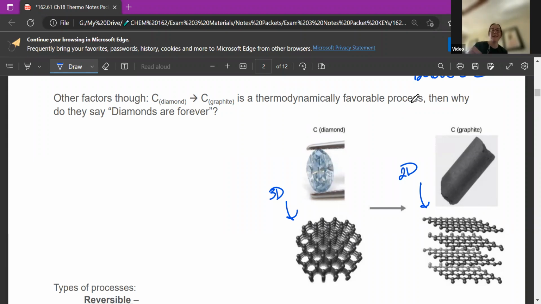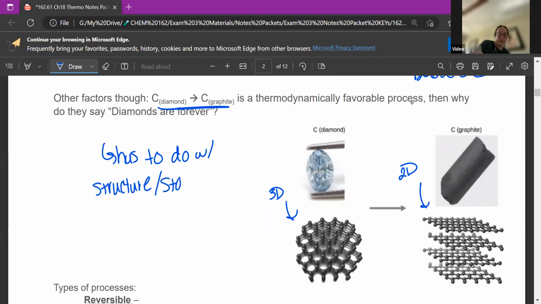So why is it that this is technically thermodynamically favored? Okay, so we have to look at something other than just endothermic, exothermic. Technically, like I said, this is a thermodynamically favorable process to turn diamond into graphite because it's a lot harder to go the other way. And it really just has to do with its structure and stability. So we also have to look at that. Okay, so just keep that in mind: thermodynamic favorability and spontaneity are not just based on endothermic and exothermic.